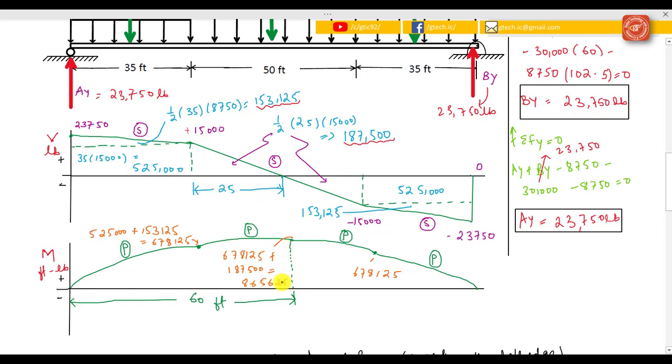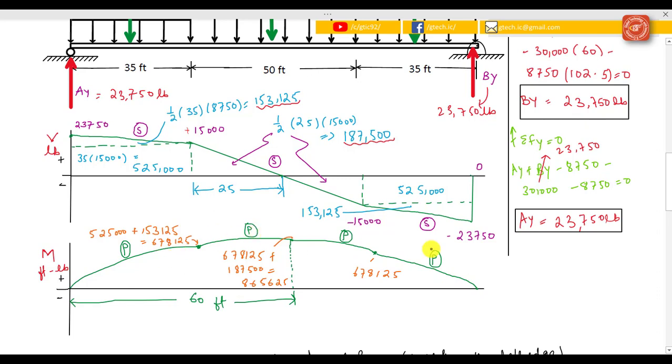Then add this area to this value and you come up with this point, that is 8,65,625. Then subtract this area, that is 1,87,500, and the result would be 6,78,125. And then again subtract this area, and the final value would be 0, and the slope touches at this point. So all these slopes are parabolic in nature.